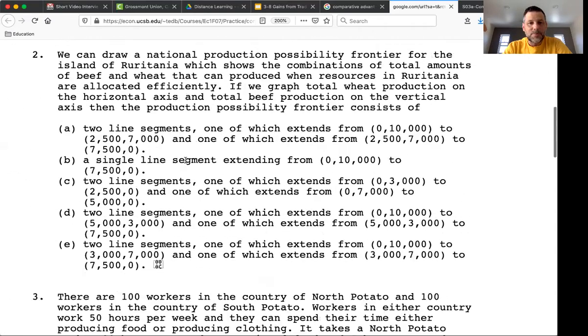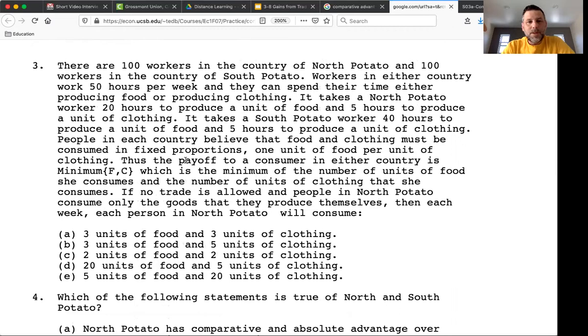Let's look at another one. There are 100 workers in the country of North Potato and 100 workers in the country of South Potato. Workers in either country work 50 hours per week, and they can spend their time either producing food or clothing. It takes a North Potato worker 20 hours to produce a unit of food and 5 hours to produce a unit of clothing. South Potato, it's 40 hours to produce food, 5 hours to produce clothing.